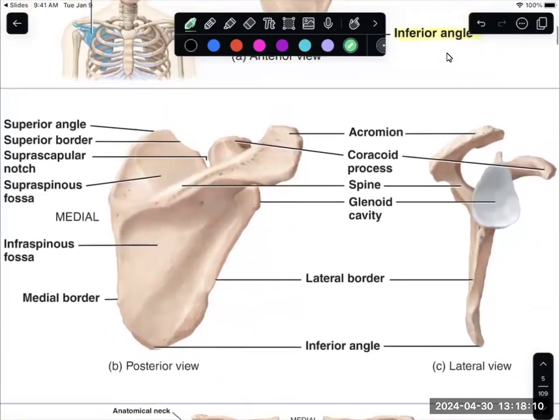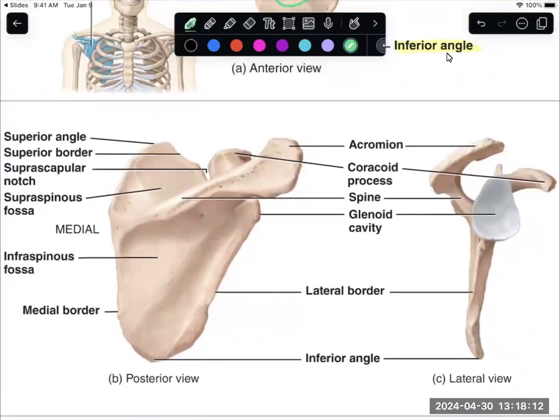I said that because if we look at the back side, this is the side that faces away from the rib cage. We still have that superior angle, superior border, that medial border, that lateral border, that inferior angle. I showed all of those. Here's something different. This spine. The spine is this projection that comes off. This whole part sticks out pretty far on the scapula. This is the spine of the scapula.